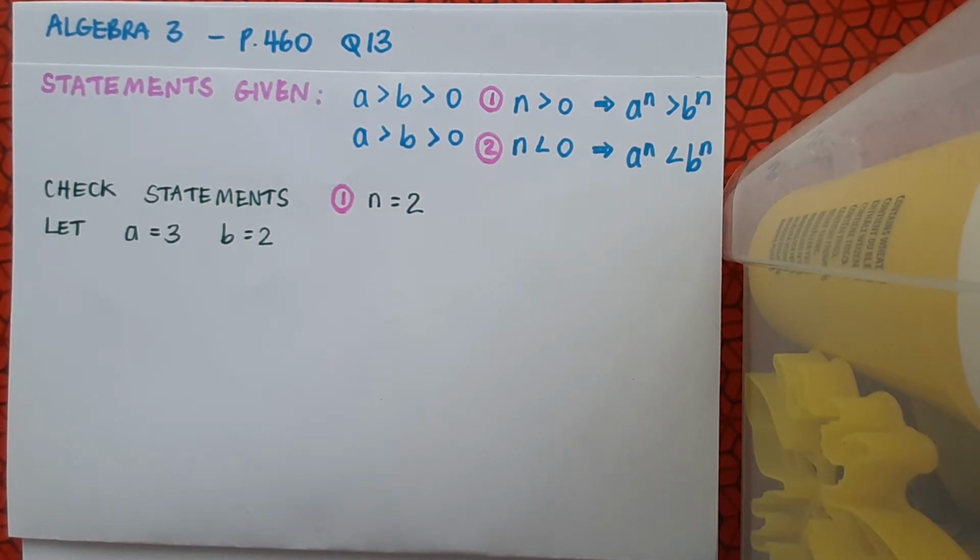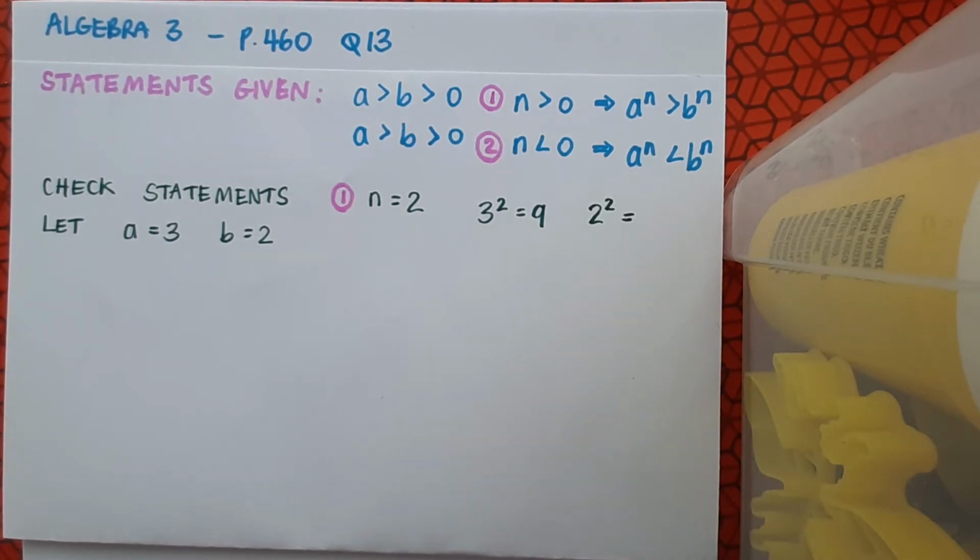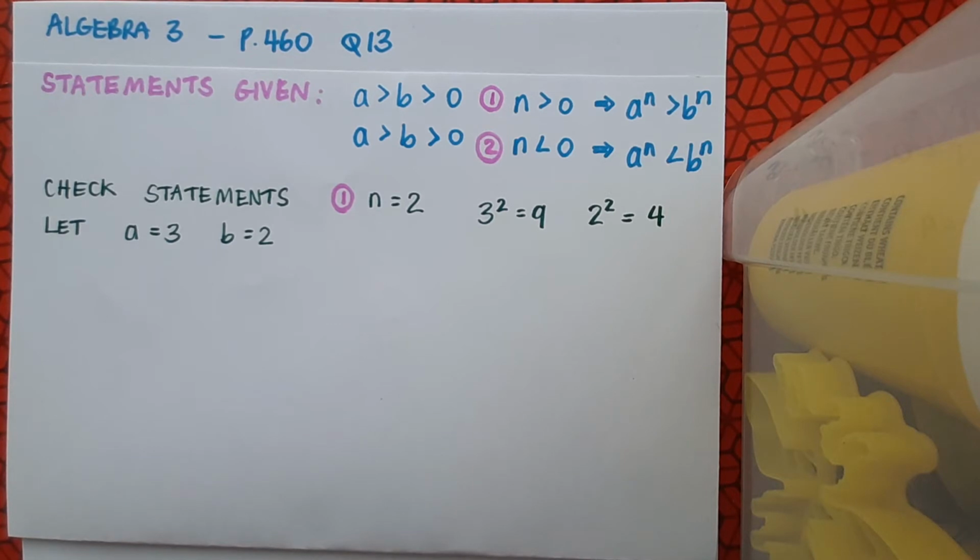Now I'm going to check and see if a to the power of n is greater than b to the power of n. Well, a to the power of n is 3 to the power of 2, and that gives me 9. And b to the power of n is 2 to the power of 2, and that gives me 4. And I can state with confidence that 9 is bigger than 4. So on that basis, I'll conclude that a to the n is bigger than b to the n. Okay, statement 1 done. On to statement 2.